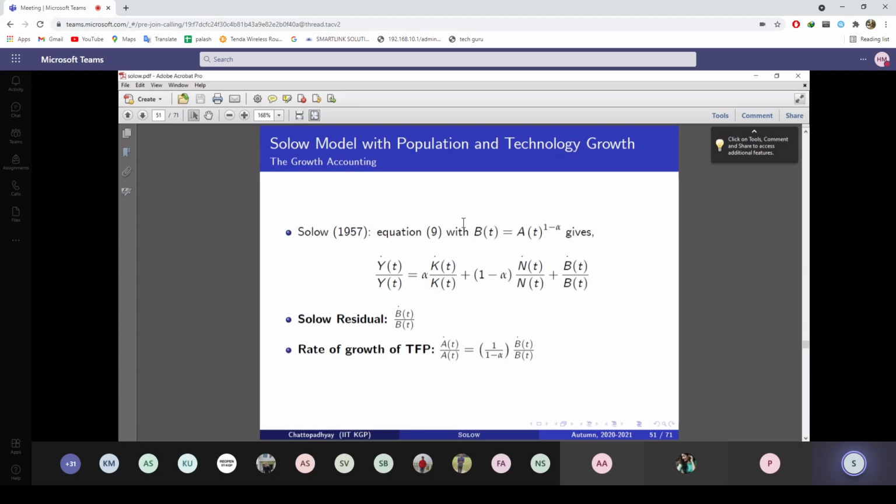Now what I have done, I have taken logarithm on both sides and differentiated both sides with respect to time. See over here, I get rate of growth of output equals alpha times rate of growth of capital stock, plus 1 minus alpha times rate of growth of population, plus B dot t by B_t.